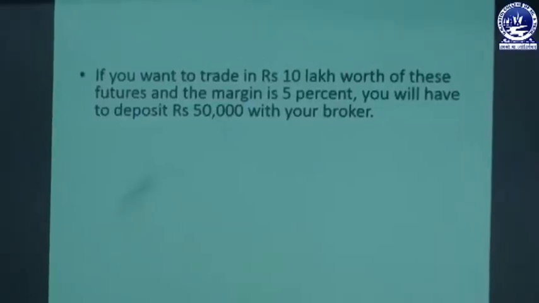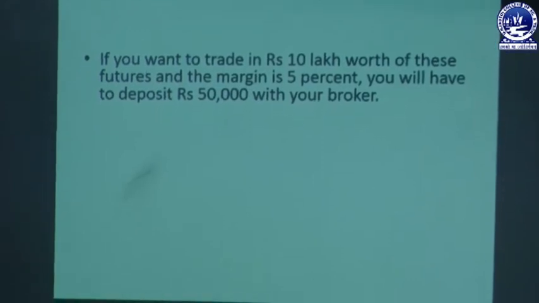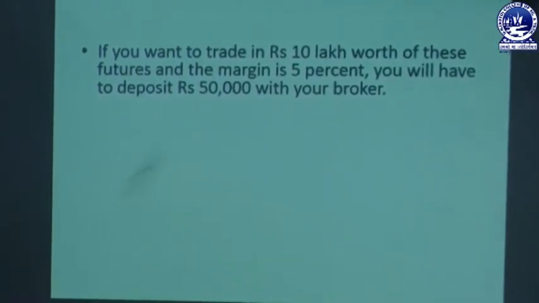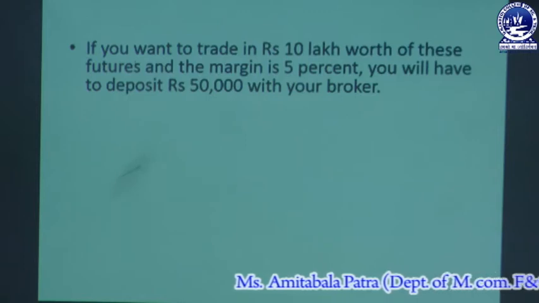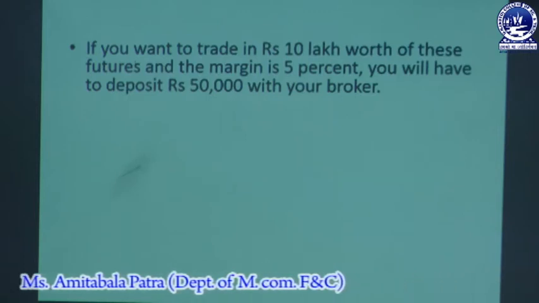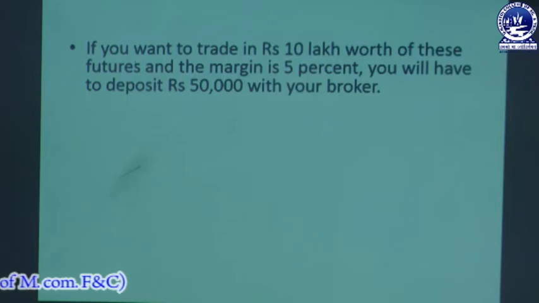Now, suppose you want to trade in rupees 10 lakh worth of these futures and the margin is 5%, you will have to deposit rupees 50,000 with your broker. This is what the margin is, and this is how we can enter the futures contract of stock index trading. Suppose we are trading 10 lakh worth and the margin amount is 5%, we have to deposit 50,000 with the broker to enter into this stock index futures contract.